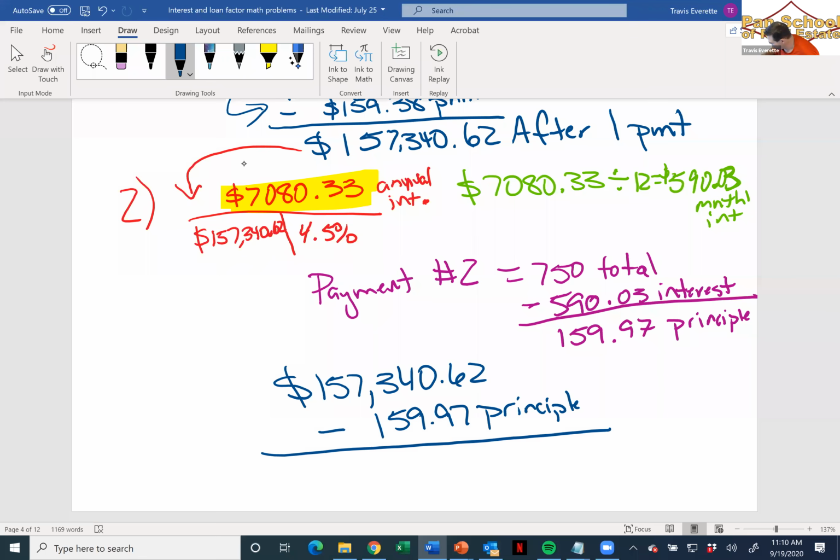So 157,340 and 62 cents, oops, minus. I always forget that I can backspace if I'm using a phone instead of a calculator. I'm so used to a calculator, I just hit clear as soon as I make a mistake.